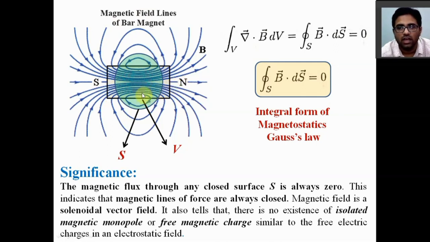So the magnetic field is called a solenoidal vector field. It also tells that an isolated magnetic monopole, or free magnetic charge similar to free electric charge, does not exist. So there does not exist any magnetic monopole. You will not get a separate S pole or separate N pole. Always you will get the combination of S and N pole. But you can get positive charge separately or negative charge separately, right?